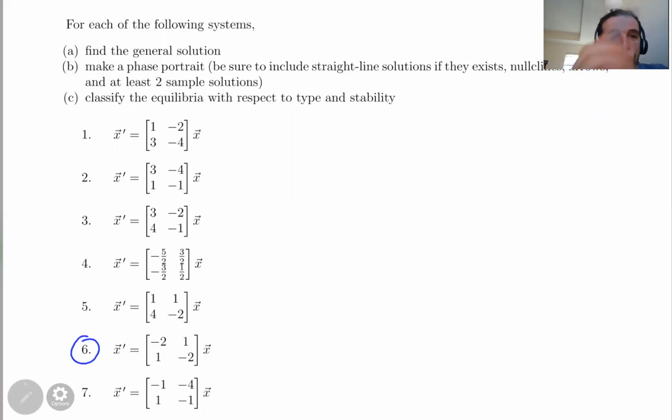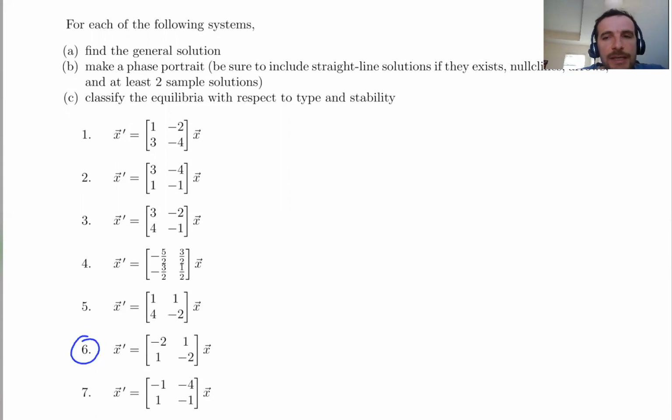Okay, so for each of the systems, there are actually 7 systems here. For each of them, we need to find the general solution. We need to make a phase portrait, and we need to classify the equilibrium with respect to type and stability.